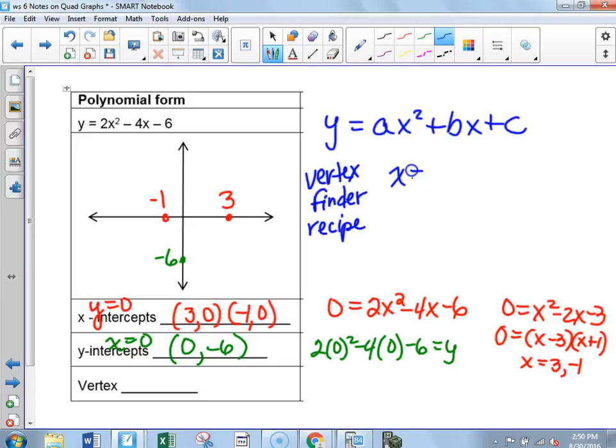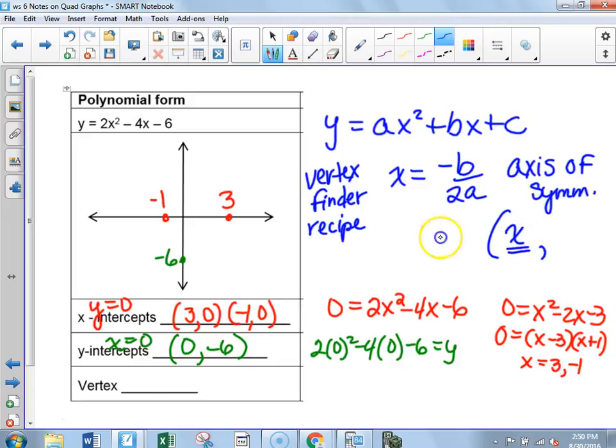Okay, that recipe is, does this look familiar to anybody? Okay, that's a piece of the quadratic formula, right? If we got rid of the square root, we'd have the opposite of b over 2a. That finds the axis of symmetry, which also means it finds the x value of our vertex.